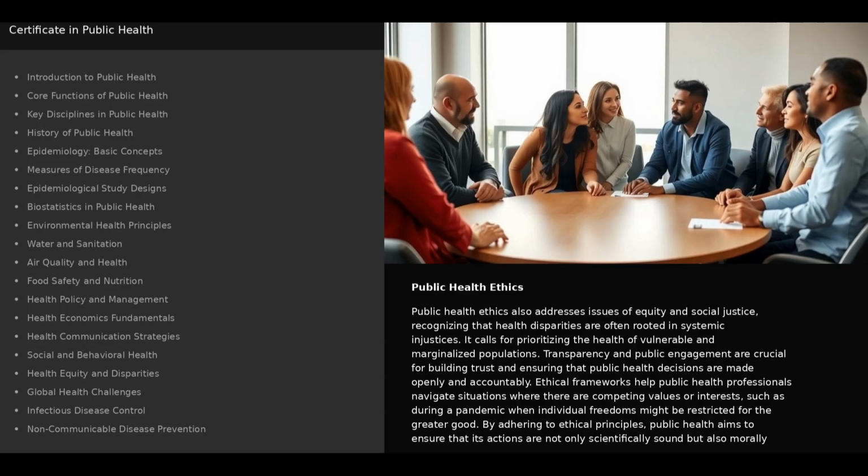Ethical frameworks help public health professionals navigate situations where there are competing values or interests, such as during a pandemic when individual freedoms might be restricted for the greater good. By adhering to ethical principles, public health aims to ensure that its actions are not only scientifically sound, but also morally defensible, fostering public trust and promoting a just and healthy society for all its members. It is a continuous process of reflection and deliberation.